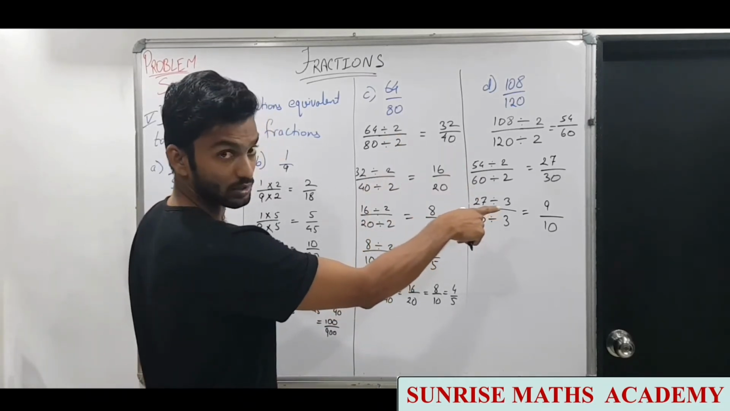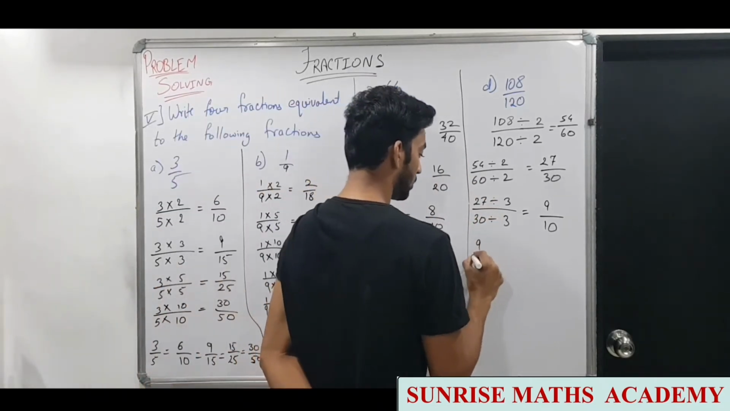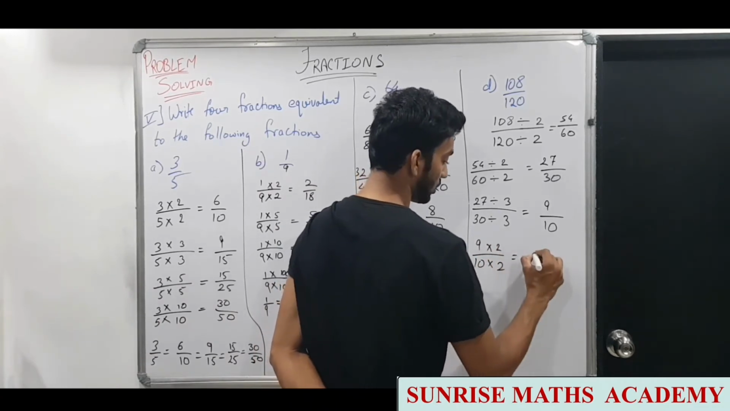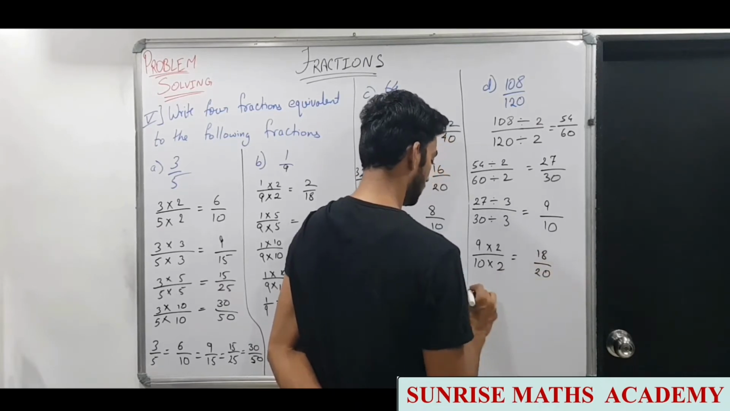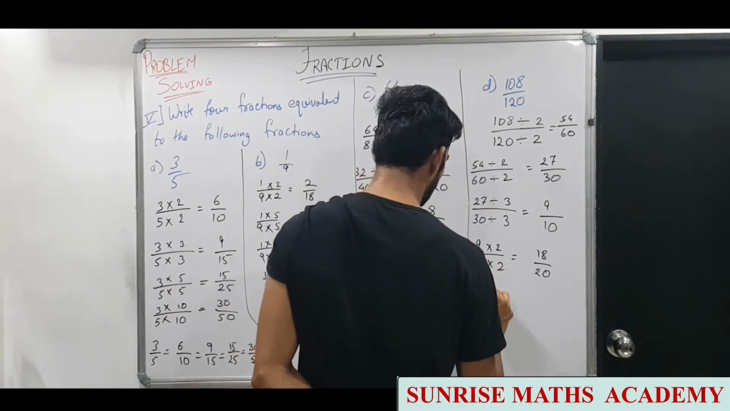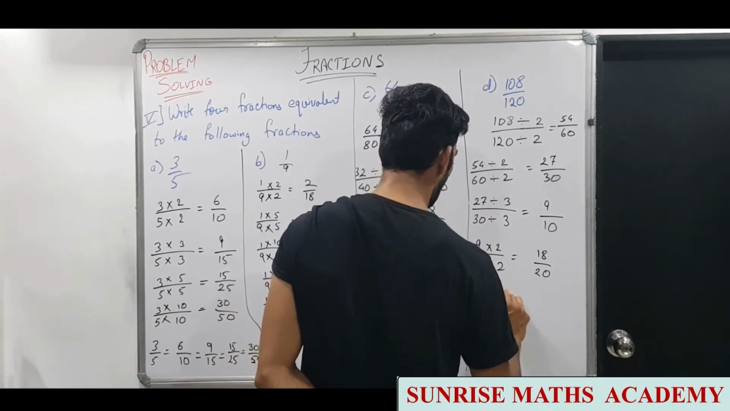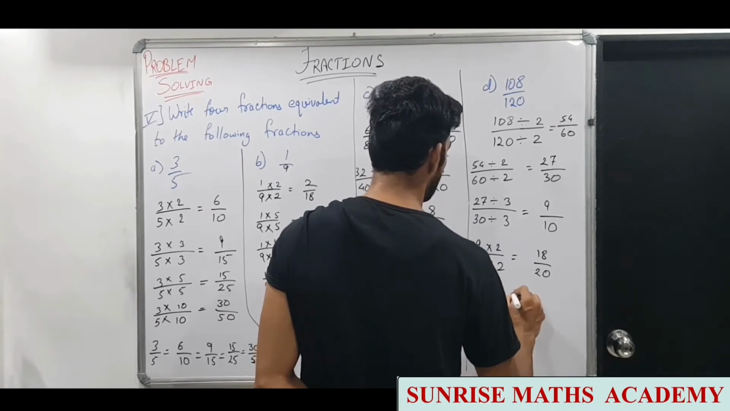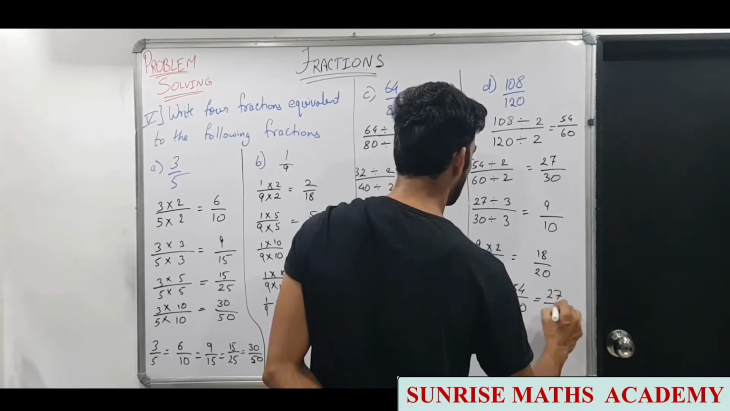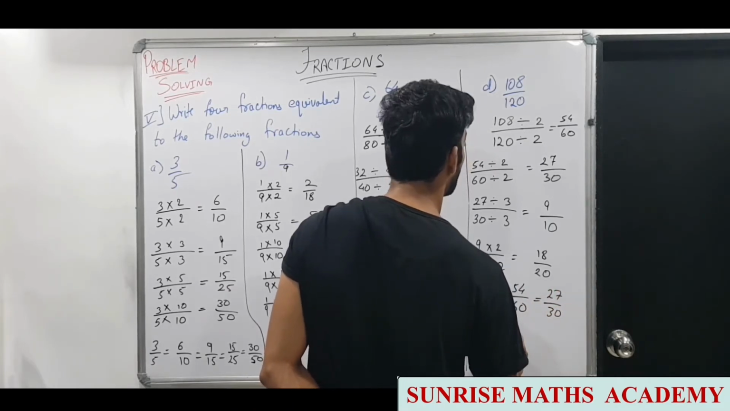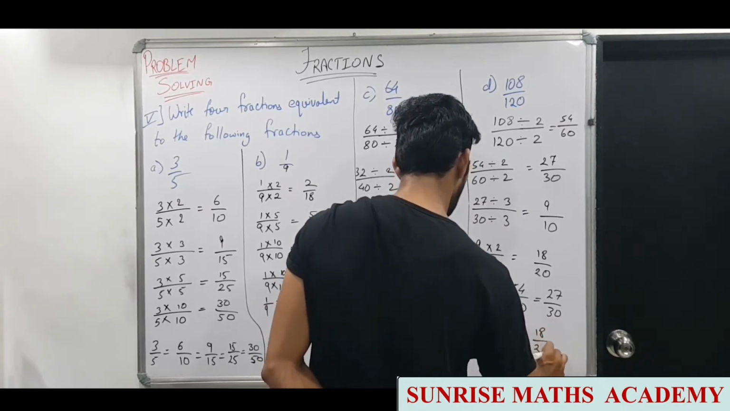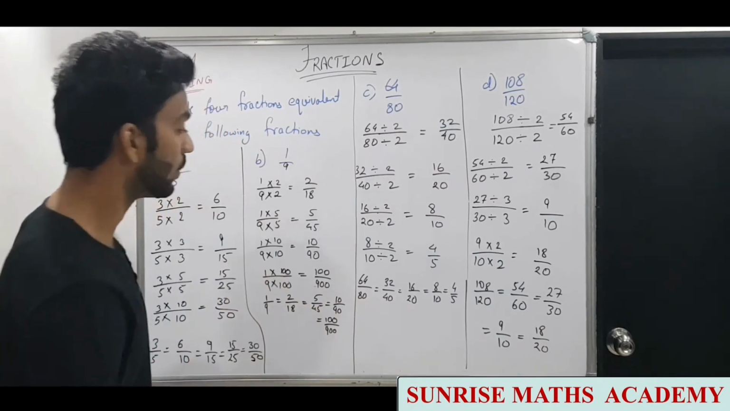But we have got only 3 fractions, so we want one more. So we will not divide, we will multiply it by, say, 2. So we get 18 upon 20. So we have got the 4 equivalent fractions. So 108 upon 120 is equal to 54 upon 60, which is equal to 27 upon 30, which is equal to 9 upon 10, which is equal to 18 upon 20. So these will be the equivalent fractions.